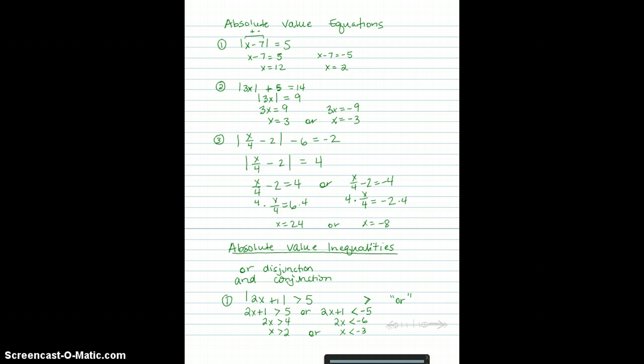Okay, now we can graph these just like we learned in our last lesson. So we're going to put a negative 3 on here, and we're going to put an open circle, and we're going to shade to the left since it's less than. Then we're going to put a positive 2 with an open circle again because there's no equal to, and we're going to shade to the right on this one. All right, so let's look at another problem.